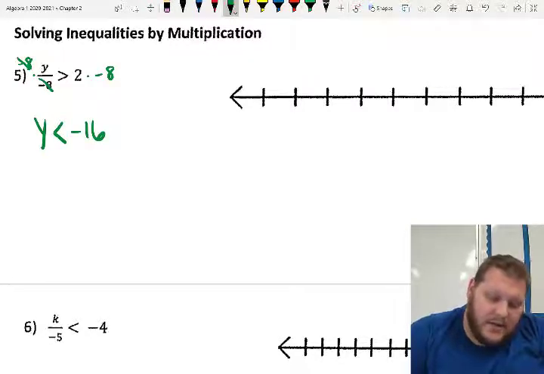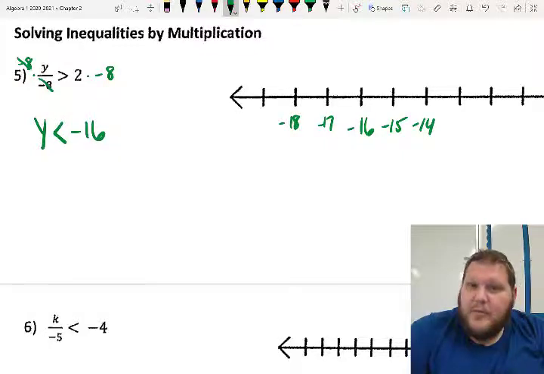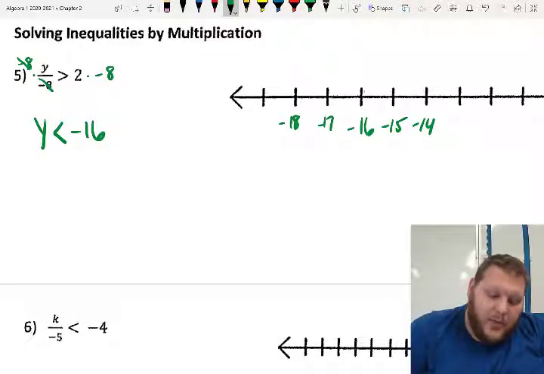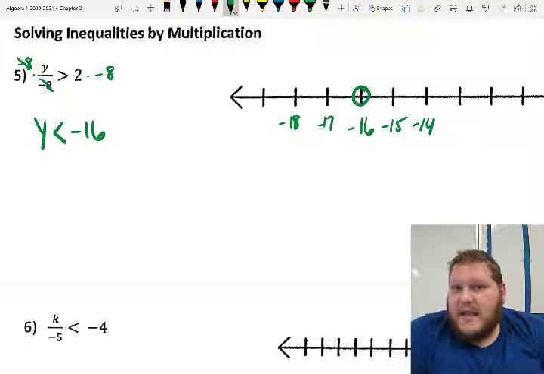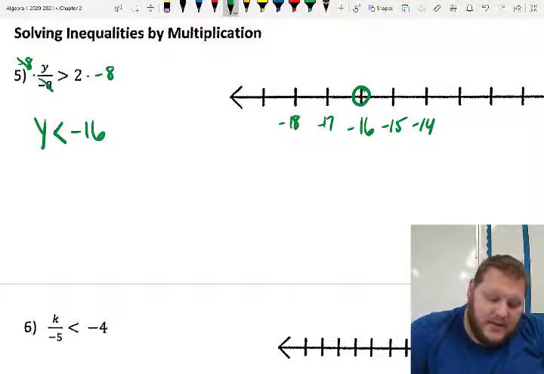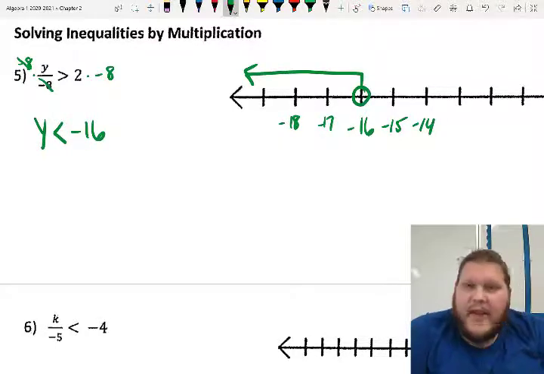So on my number line, I've got -16, -15, -14, -17, -18 gives me 5 points. It's going to be an open circle at the boundary since it was just less than. And in this case, because it's less than, it's going to the left.